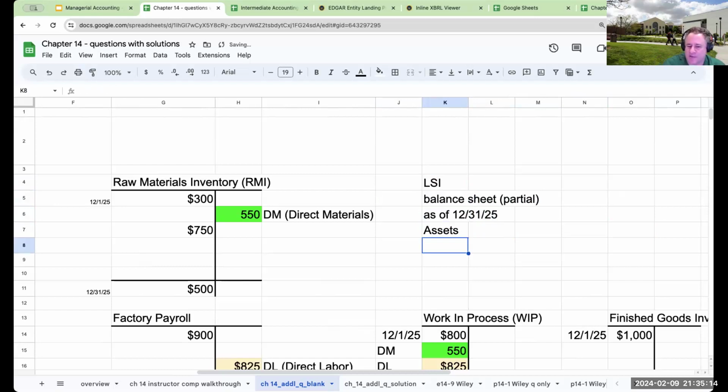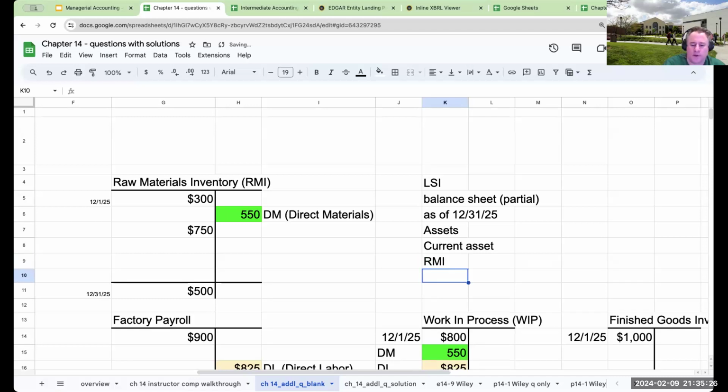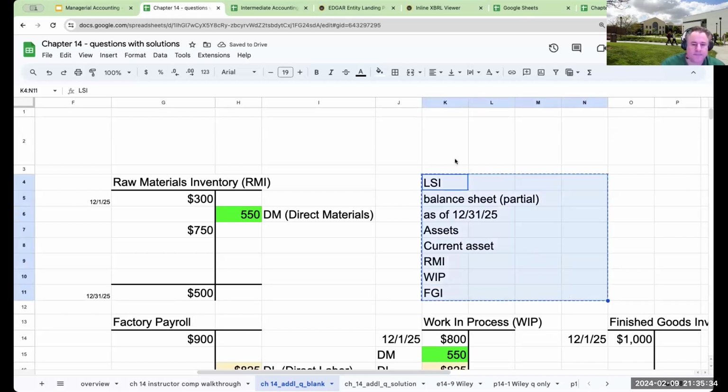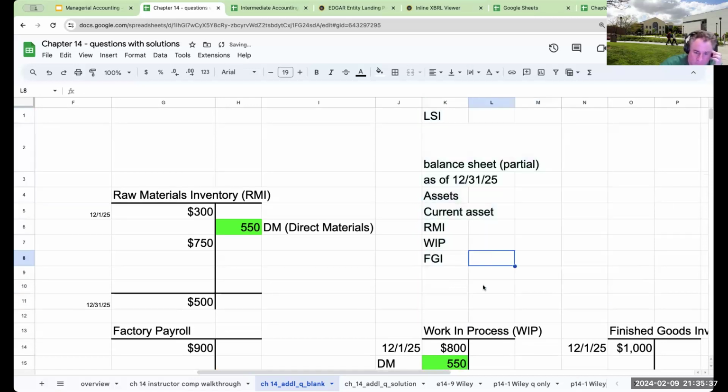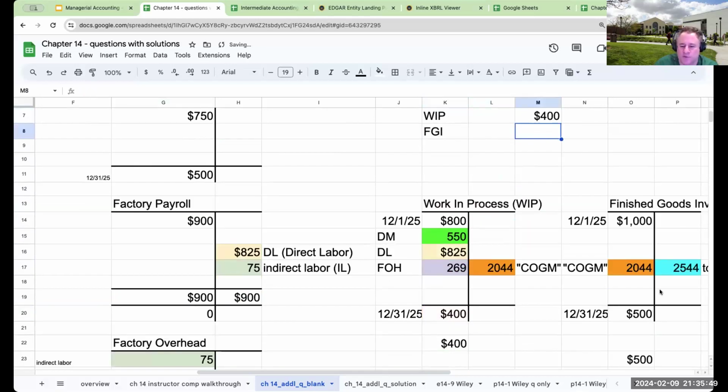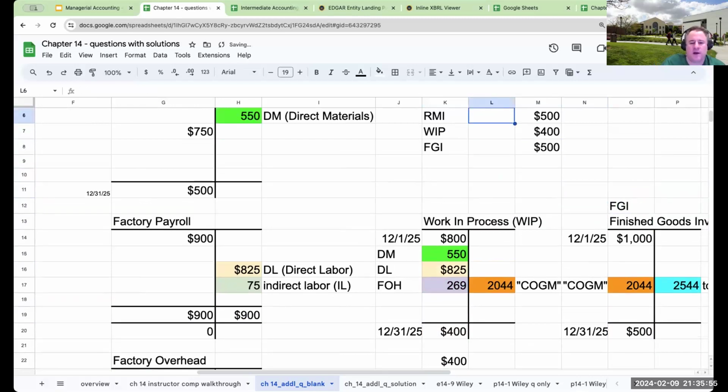So I'm going to have assets, and then I'm going to have current assets, right? Because inventory is a current asset. Inventory for a manufacturer is going to be made up of 3 parts: raw materials inventory, work in process inventory, and then finished goods inventory. So coming right over here. My raw materials ending balance, and I really don't have to do any kind of computation, is going to be 500. My ending work in process is 400. And my ending finished goods inventory, or FGI, is going to be 500.